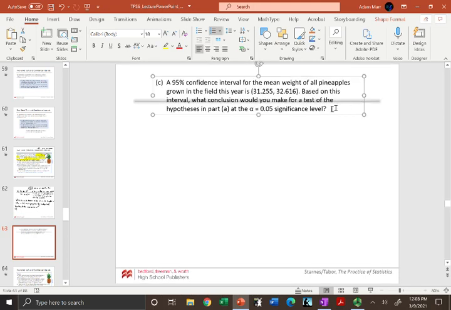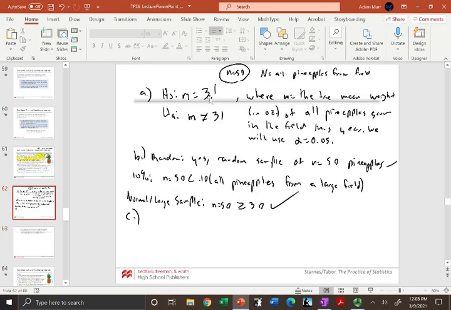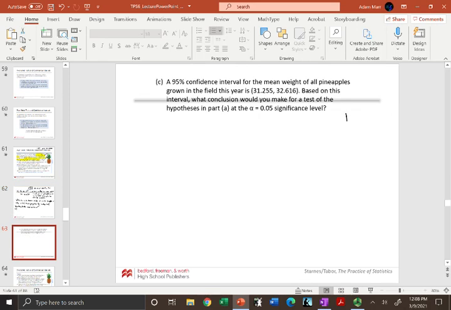Okay. So the 95% confidence interval is from 31.255 to 32.616. Now recall, just to remind you, the null is mu equals 31. Alternative is mu does not equal 31. So I'm just going to write that down. Okay. Based on this interval, what conclusion would you make for a test of the hypothesis in part A at the alpha equals 0.05 significance level?